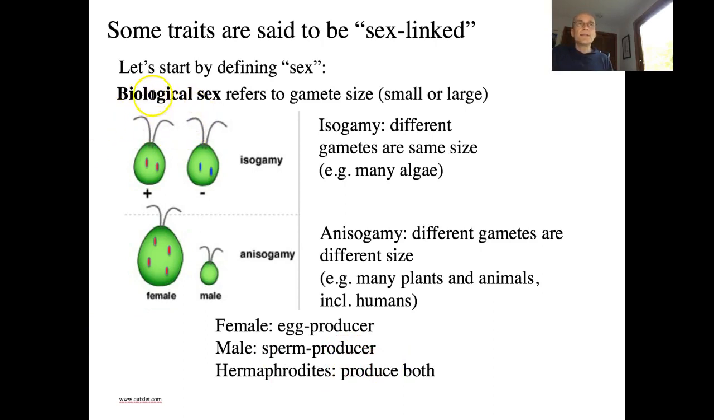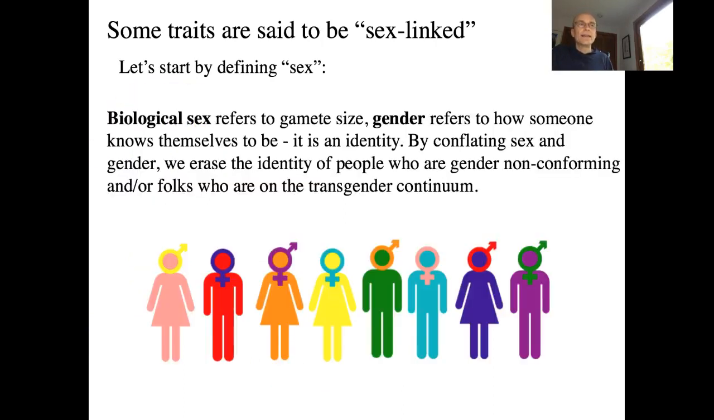So if this is the definition of biological sex, then there's the other term that's often conflated with it, and that is the term gender. So gender refers to how someone knows themselves to be. It's an identity. It's not the same as the biological sex. And so we just want to be sure that we keep those two terms apart when we talk about genetics or we talk about biological systems, as opposed to how humans are or feel or interact with each other.